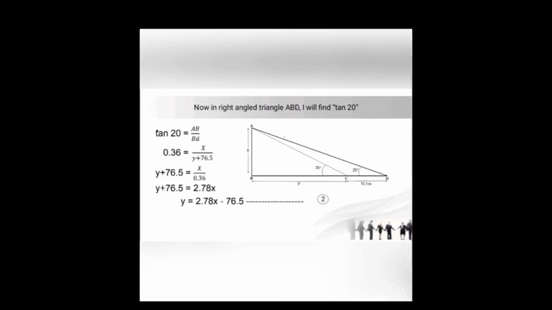Okay, now in right angle triangle ABD, I will find tan 20. So tan 20 equals AB over BD. The answer of tan 20 is 0.36. AB changed to x and BD changed to y plus 76.5. So 0.36 equals x over y plus 76.5.